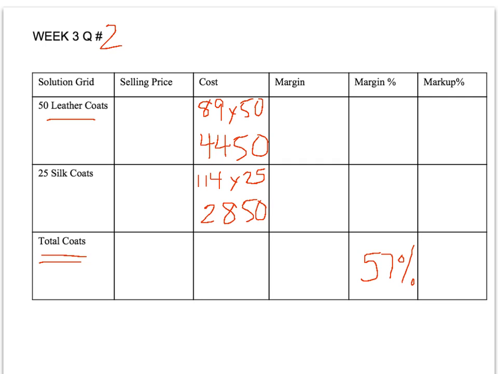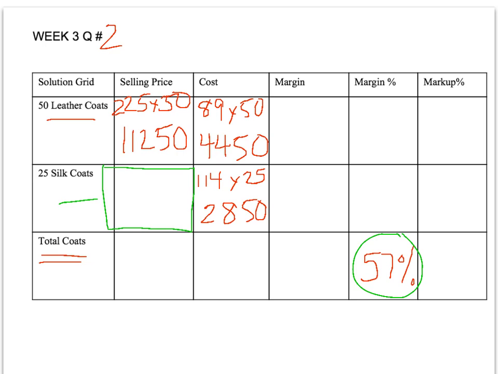Those leather coats that she purchased, she plans to retail for $225 each. There are 50 of them, so again, we multiply by 50 for a total selling price on the coats of $11,250. Okay, so that's the information that we know in red. Now it's a matter of figuring out what the question is asking us. What is the average retail selling price per silk coat in order to achieve this margin goal of 57%? So this is what the question is asking us. We need to now fill in the blanks to try to figure out what the answer is.